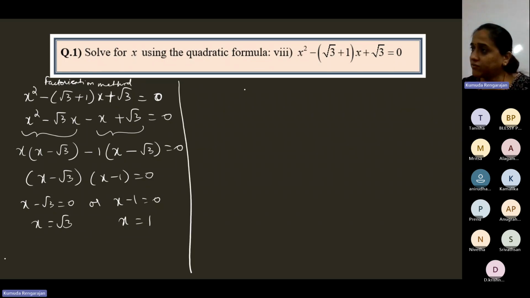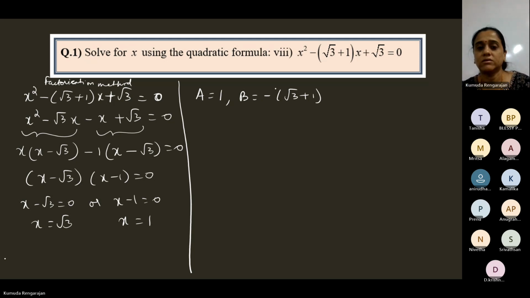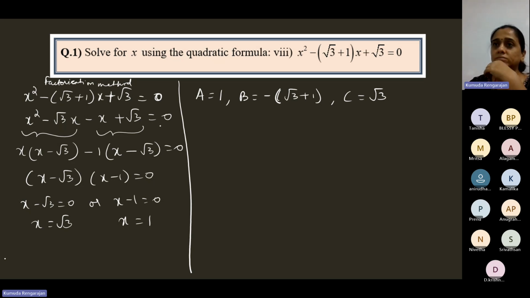Now we'll do it using the quadratic formula. For that we need to first find D, the discriminant. So what is A? 1. B is minus root 3 plus 1. And C is root 3. Using the quadratic formula, the coefficient of x square is A, the coefficient of x is B, and the constant is C. You can use small letters itself.